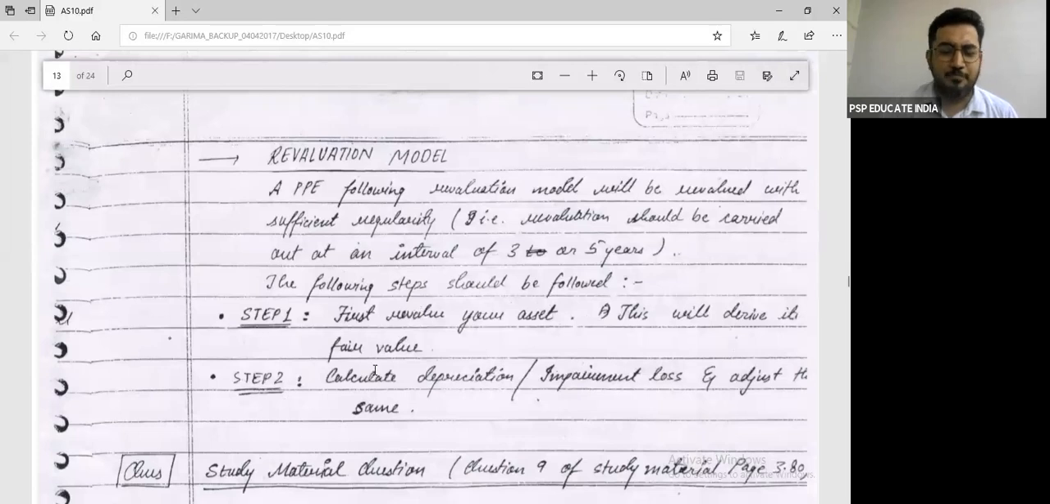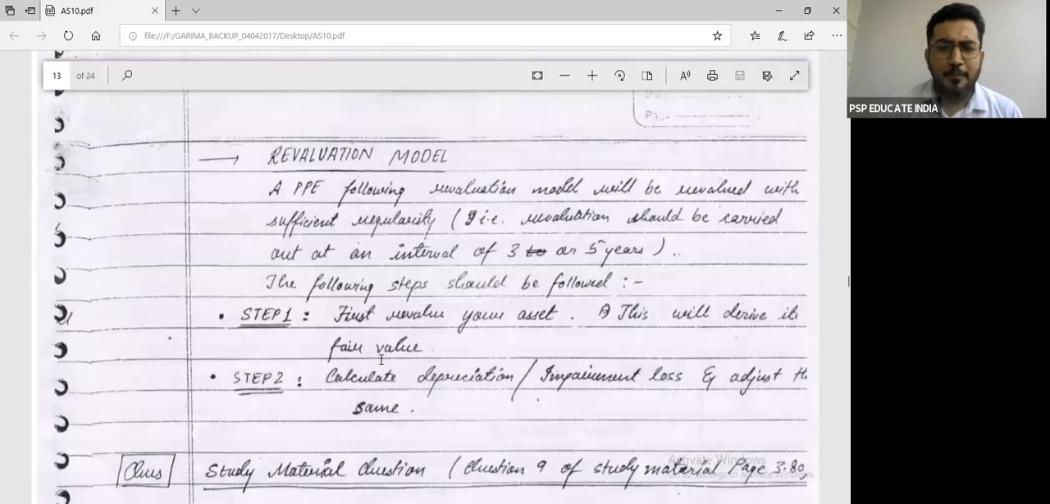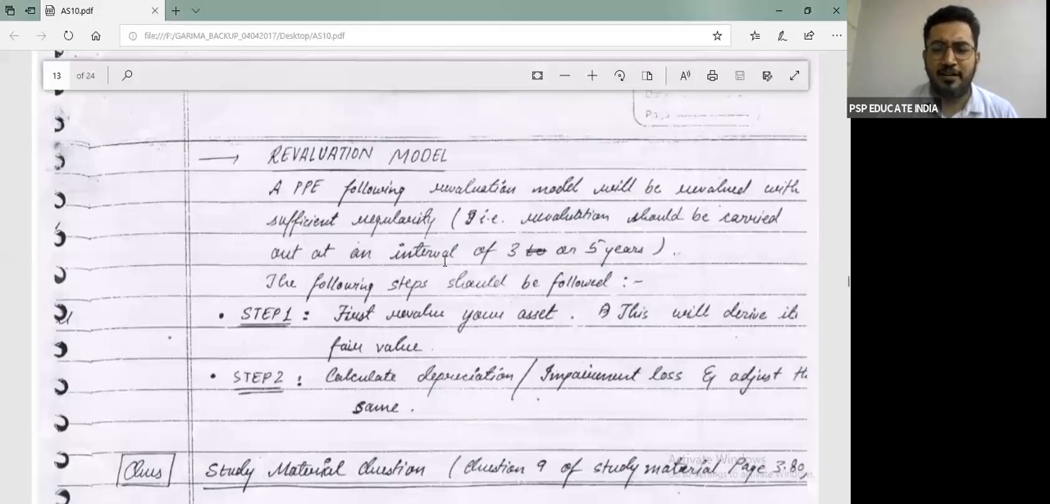Interesting point, very simple point this is. Pay attention. A property, plant, and equipment following the revaluation model will be valued with sufficient regularity. That is, revaluation should be carried out at an interval of 3 or 5 years. But this does not happen. Every company usually revalues every year. So they do say sufficient regularity, but it is revalued every year.